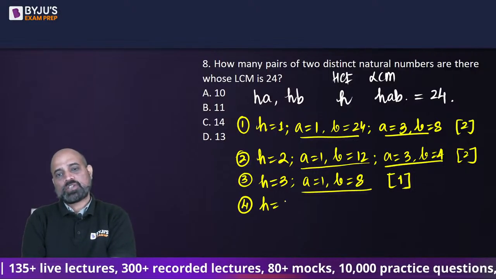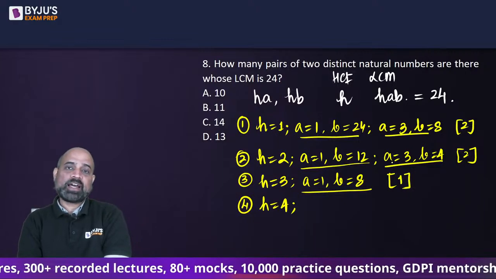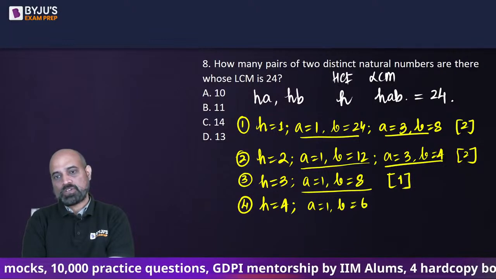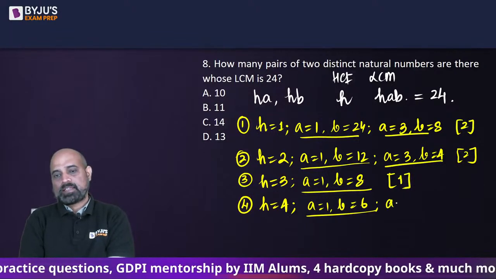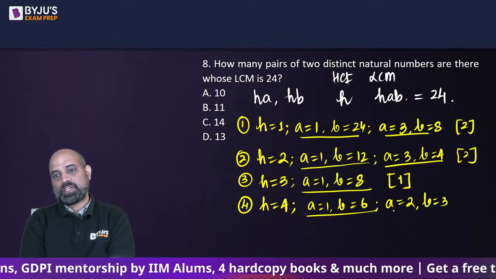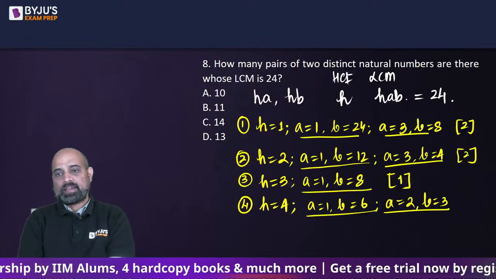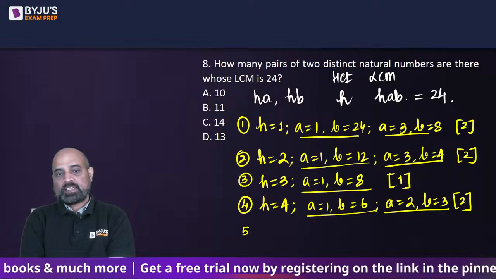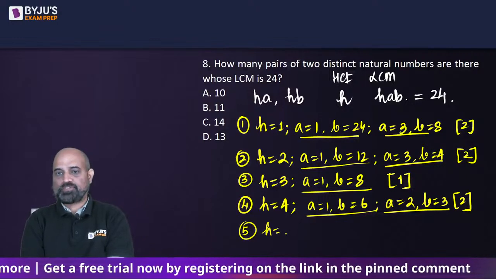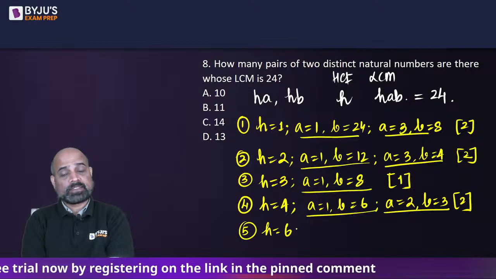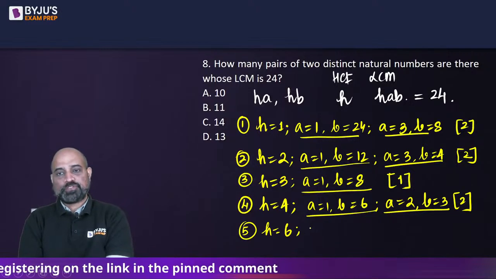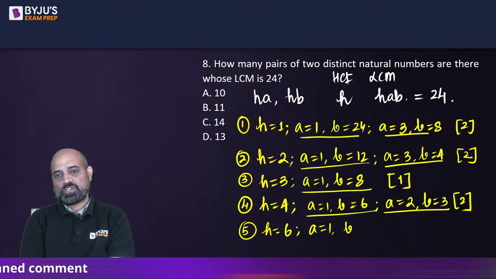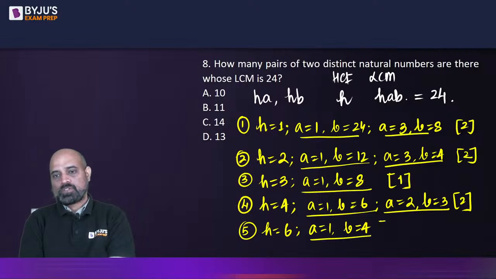Fourth is when H is equal to 4. If H is equal to 4, I will have A and B's product equal to 6. So I will have A is equal to 1, B is equal to 6. This is one scenario. Next, A is equal to 2, B is equal to 3 is the other scenario. And this will give us two cases. Fifth case, if H is equal to 5, that will not make sense. So we will take up 6. If H is equal to 6, A into B is going to be 4. We will have only one possibility, when A is equal to 1, B is equal to 4. So only one case will be made.